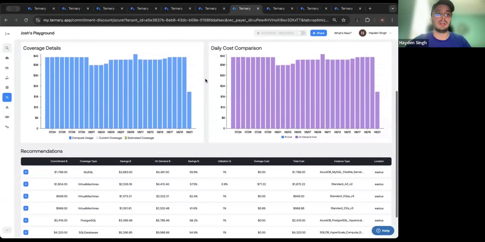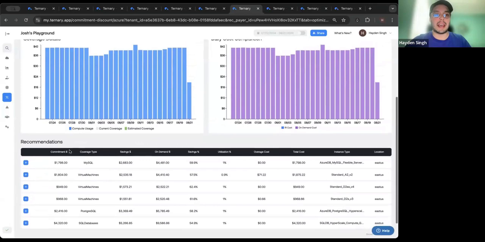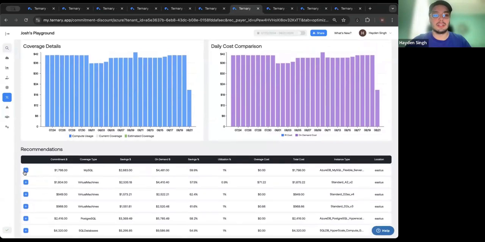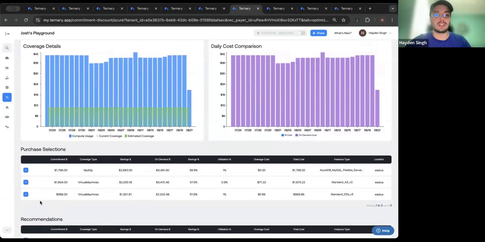Now, looking down below, we can see what our coverage details are. We can see what our compute usage is. And as I start to click into some of these recommendations and add them to the graph, you'll actually see the green bar start to hover and show us where some of those recommendations are being tied and our estimated coverage that would be tied in with it from there.